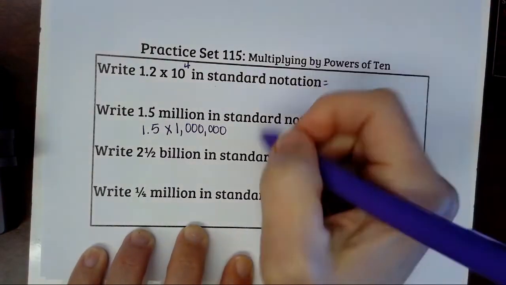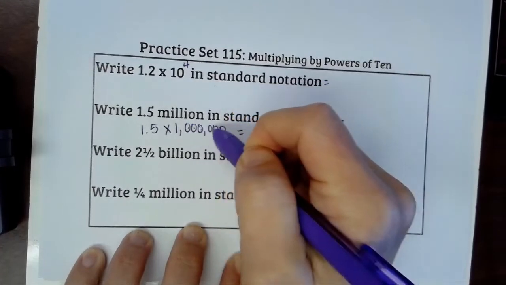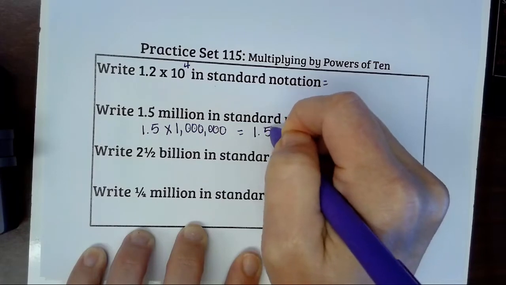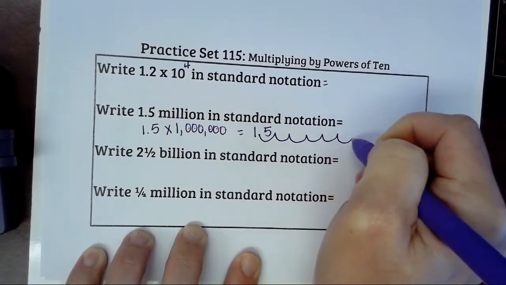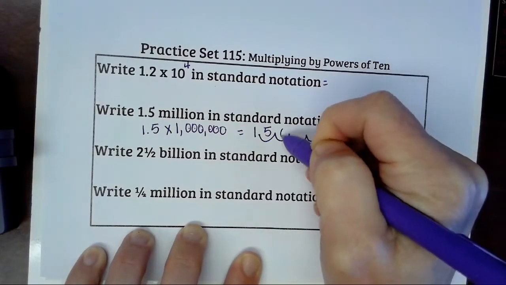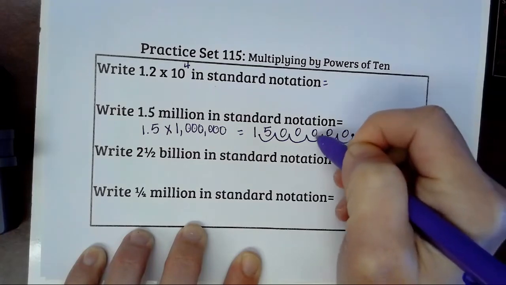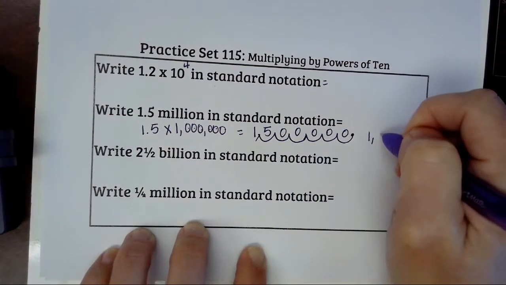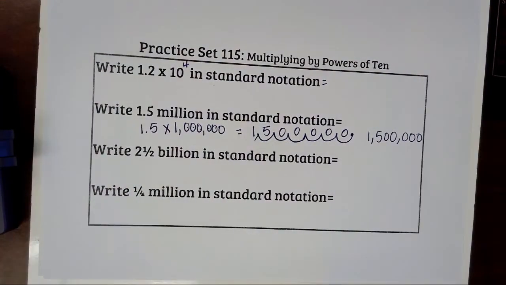So we're going to count our zeros: 1, 2, 3, 4, 5, 6. So we're going to move the decimal 6 places. 0.5, 1, 2, 3, 4, 5, 6. The dot, and then go in and fill up our zeros. Comma, 1, 2, 3, comma. So 1,500,000.